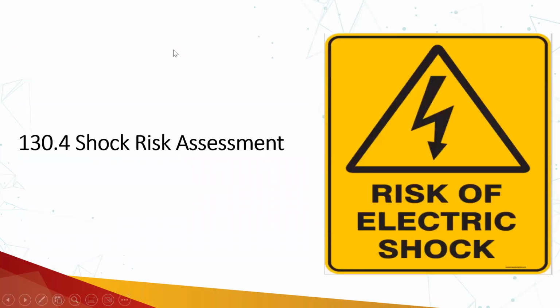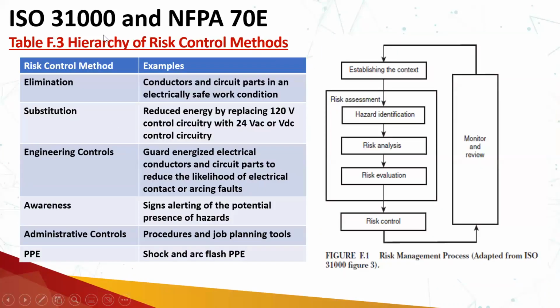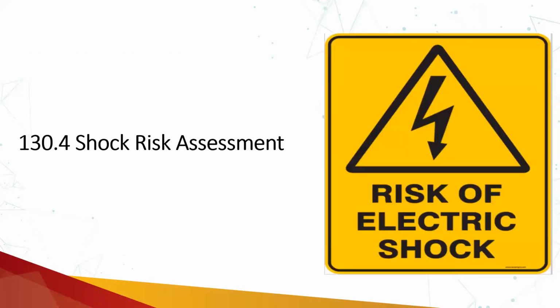130.4 talks about the shock risk assessment. Yes, this is the same as ISO 31000. You can also find this framework in Annex F as well. I've taken it from Table F.3, hierarchy of risk control, in Annex F. It basically complies with ISO 31000. Okay, 130.4 is about the shock risk assessment, the risk of electric shock.